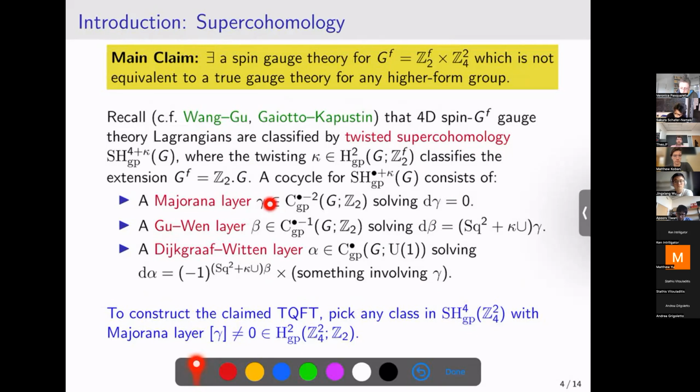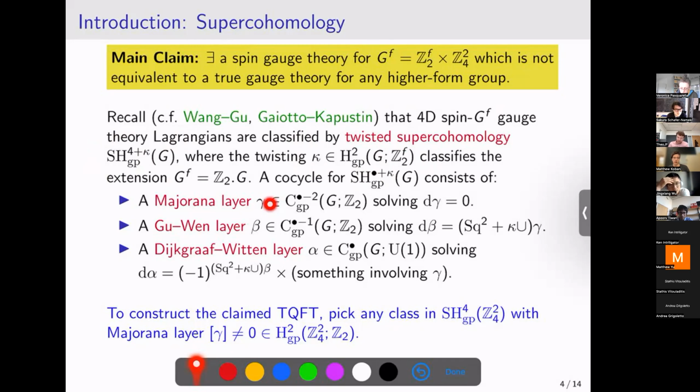Right, so the classification is the following. Let's suppose that your group GF is an extension classified by some cocycle kappa. Then there is a cohomology theory called supercohomology twisted by kappa, and it makes sense in any dimension. I'll tell it to you in dimension bullet.